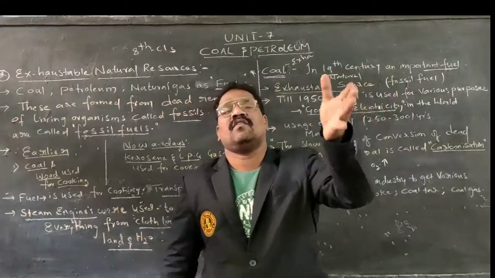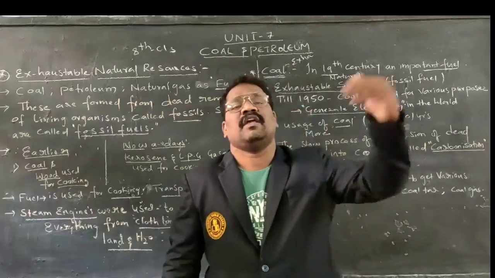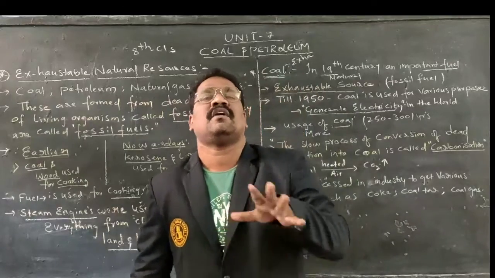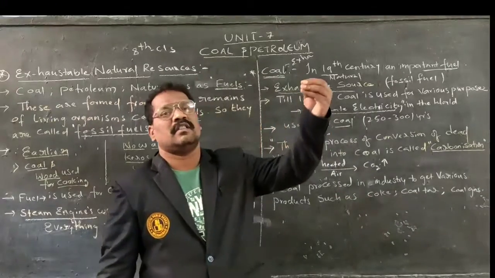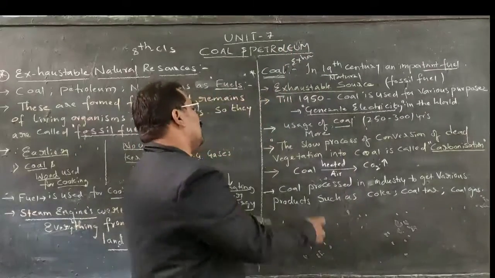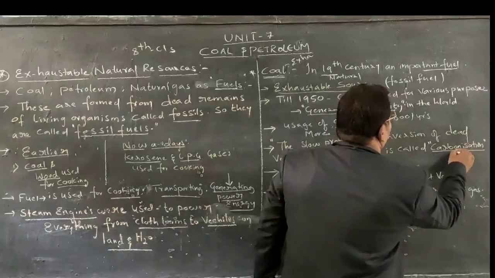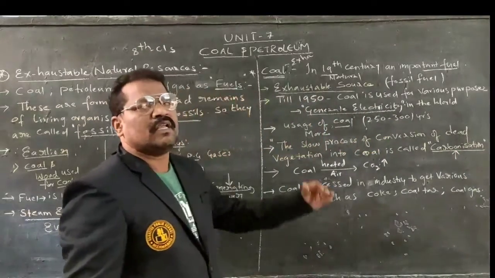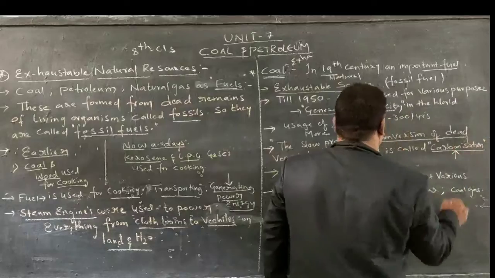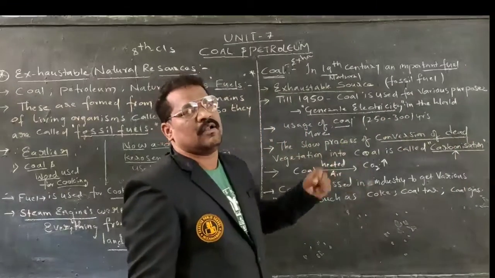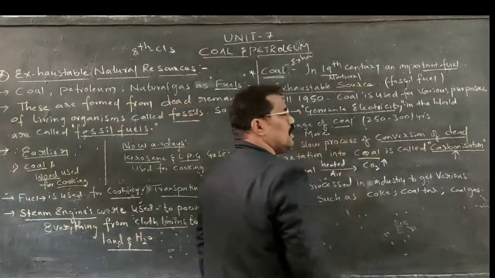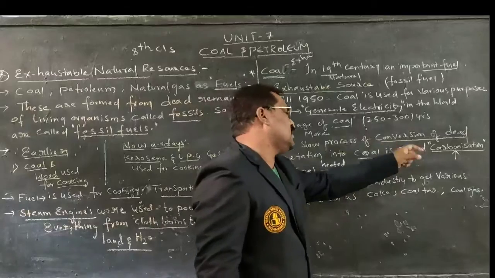For millions of years, if that material exists in the deepest part of the earth, it converts into coal. That particular process is called carbonization. What is carbonization? The slow process of conversion of dead vegetation or animals into coal is called carbonization.